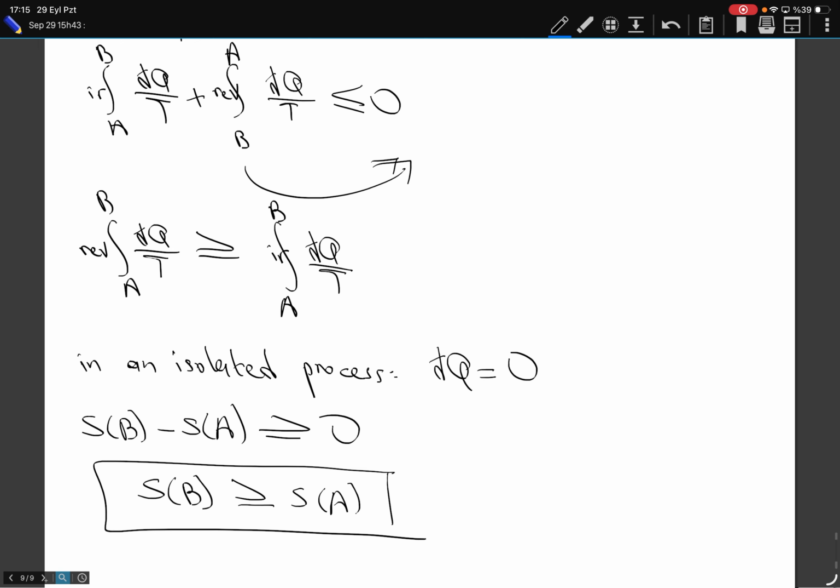So you have to imagine an isolated process. There's no heat given to the system, and no heat taken from the system. You just isolate the system, and something happens inside the system. During that process, the system need not be in equilibrium. It just happens on its own. If it happens on its own, the entropy of the system will increase. B, remember, is the final state that the system reaches. So during this process that happens on its own, the entropy increases.